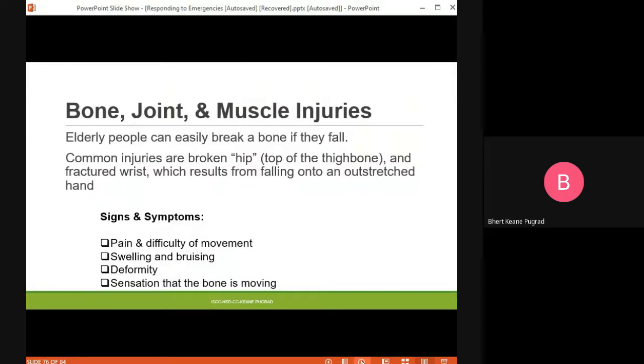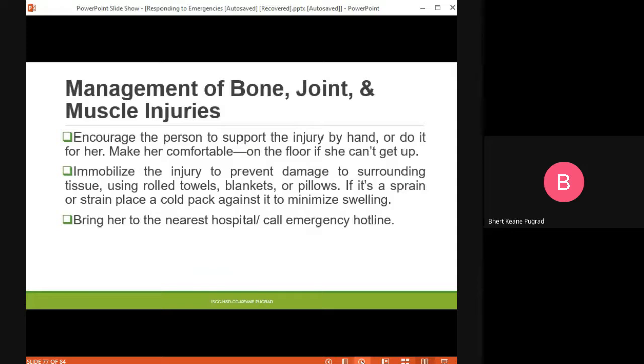Okay? So what if there are cases of bone, joint, and muscle injuries? Take note, our elderly are very vulnerable to muscle injury and bone fracture. So that's why we need to take care of our elders and assist them in their activities of daily living. Usually the signs and symptoms of bone, joint, and muscle injuries are the following: pain and difficulty of movement, swelling and bruising, deformity, sensation of the bone moving.